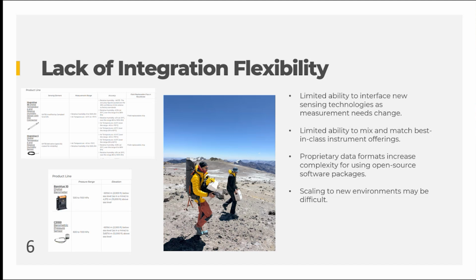Finally, scaling to new environments may be difficult. What's good out on Mount Aconcagua may not be what you need for an alfalfa field. So you need to be able to scale back and forth between those environments. Otherwise, you end up having to rebuy stations. So the ability to move one station from, for example, an alfalfa field up to a mountain, that's not really an option if you have a lack of integration and flexibility.